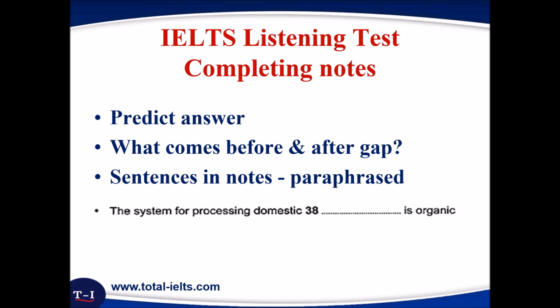Here in question 38, it reads, the system for processing domestic blank is organic, and the recording says the system for dealing with the waste produced in the house, this is dealt with organically. So the answer here is waste.